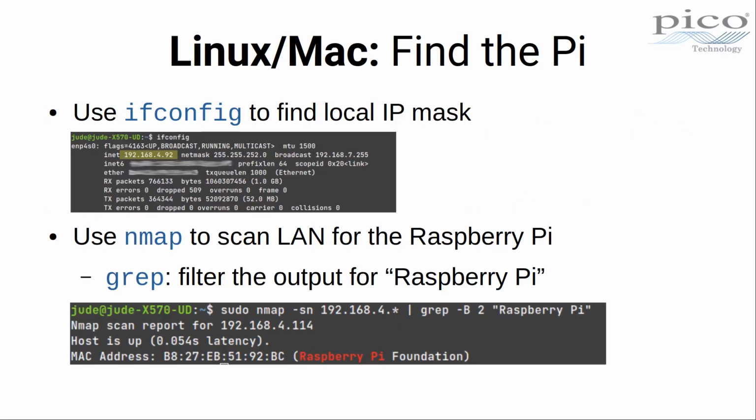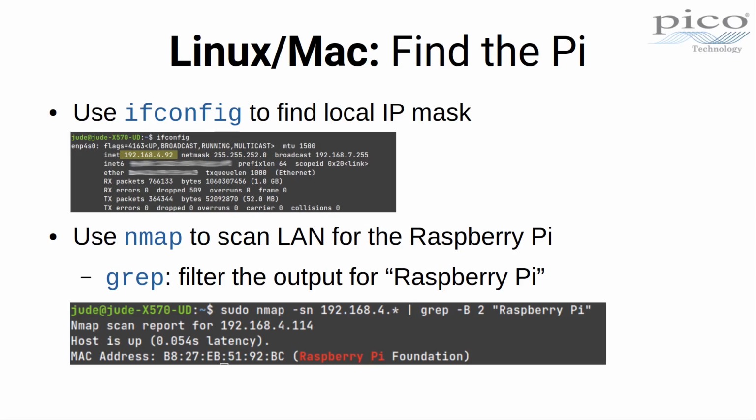First, we'll be using ifconfig to find the local IP mask. Then, with the local IP mask, we can use Nmap to scan the local area network for the Raspberry Pi. We can pipe the output of Nmap through grep to filter it for Raspberry Pi devices. Also note that the Nmap command is run with sudo or with superuser privileges.